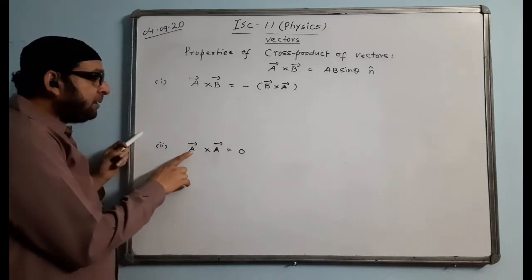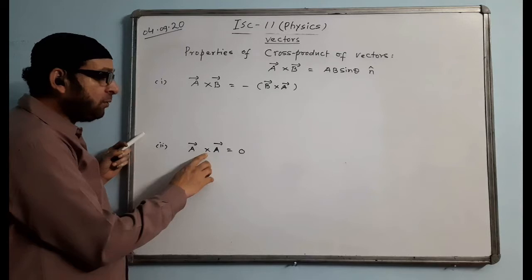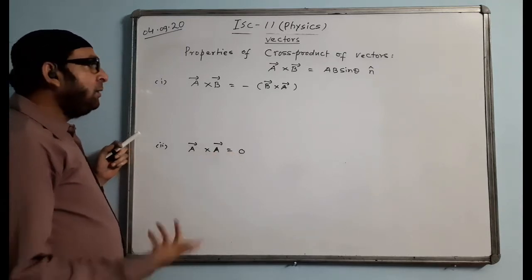Another property is A cross A. When you take the cross product of the same kind of vectors, the answer will be 0. What is the reason behind it?